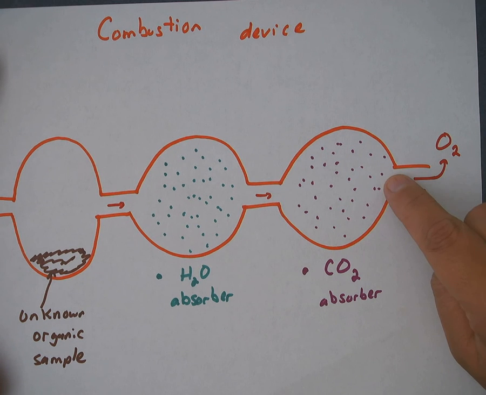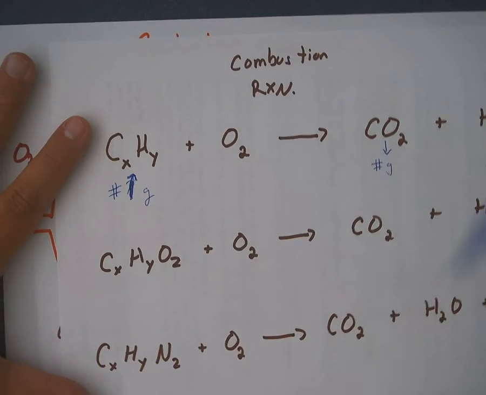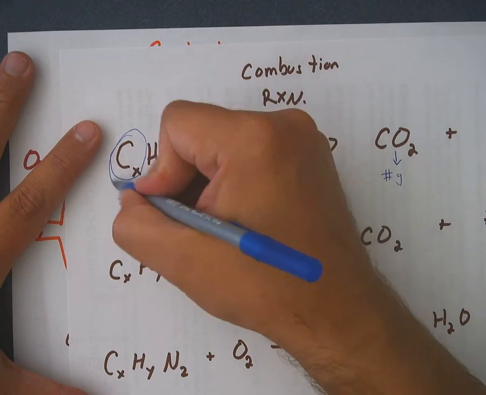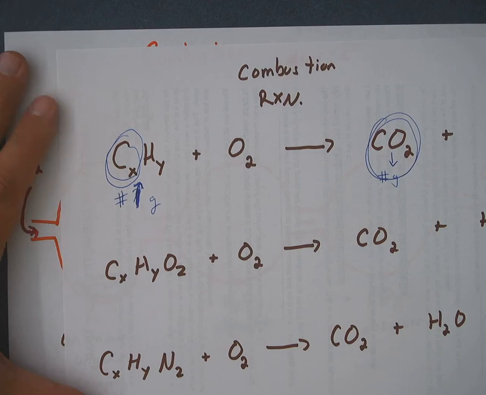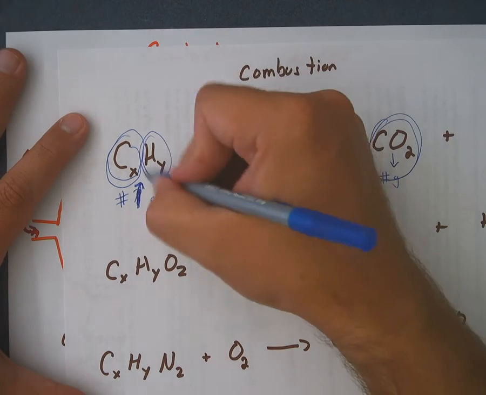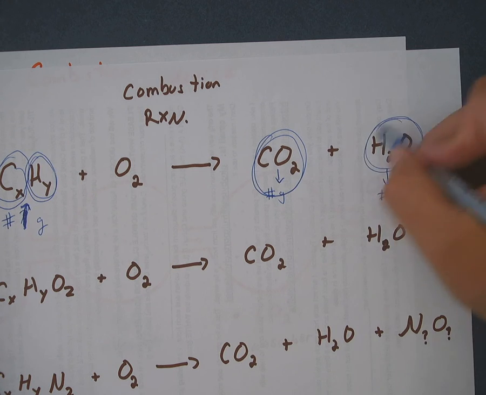And then all the extra oxygen will come out. And if a third chemical is made, it will come out too. But the point of this is that all of the carbons you start with turn into carbons in the form of carbon dioxide. And any hydrogens you started with turn into the hydrogens that make up water.